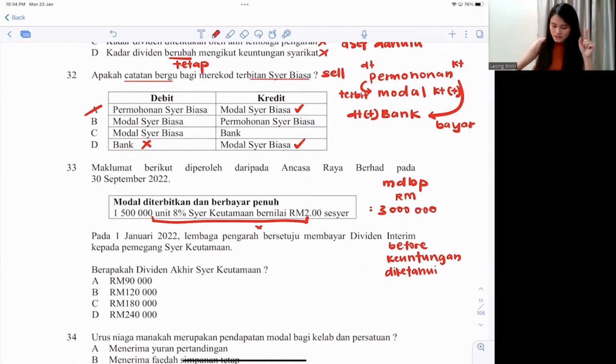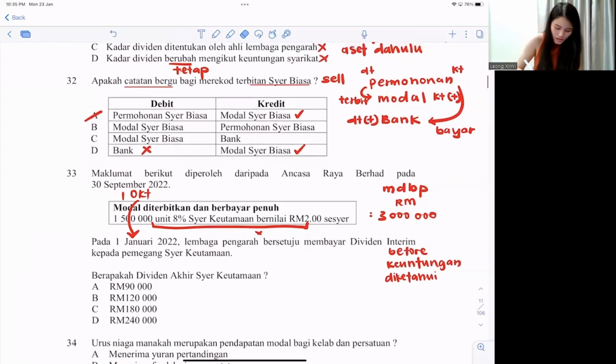Then here is on the date of 1st Jan. They said berbayar penuh. So okay, 30 September technically is 1st October. You count to 1st January. Wait, let me see. There's something wrong with the date. Pada 1st January 2020, bersetuju. Okay, now we assume something first. I assume that this should be 2021.